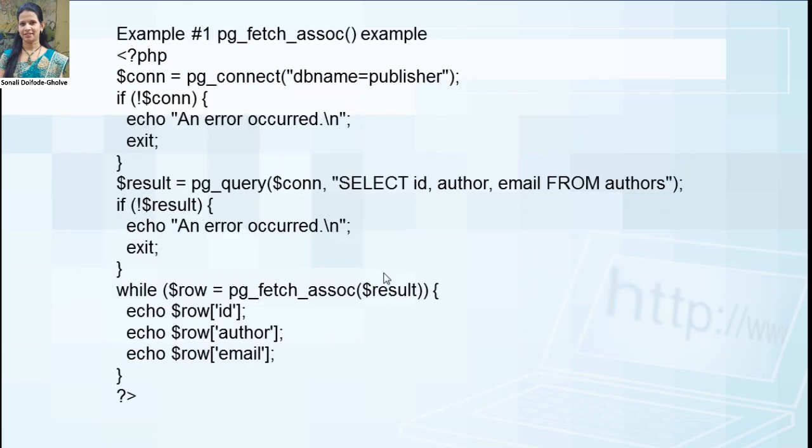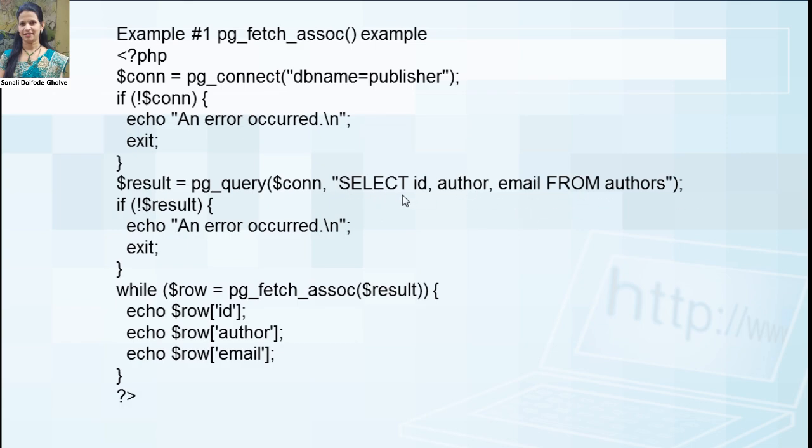Here is one example for this. $connection equals pg_connect. We are using the pg_connect function. Here the database name is the publisher. You can take any database name. If not $connection, if the connection is not there, then display the error and use the exit command. $result equals pg_query. Use the function pg_query with $connection, then select ID, author name, email from student.